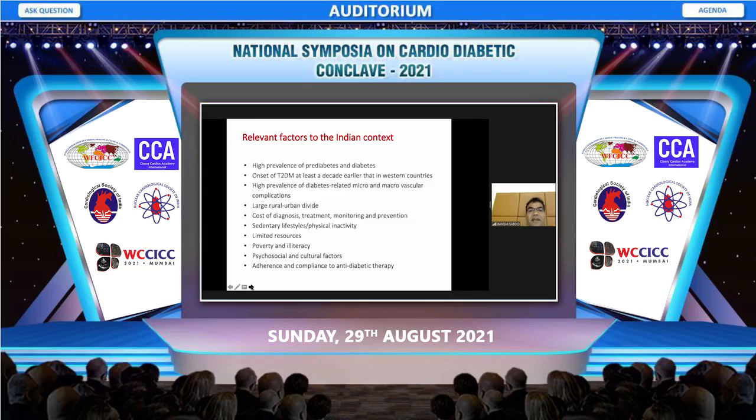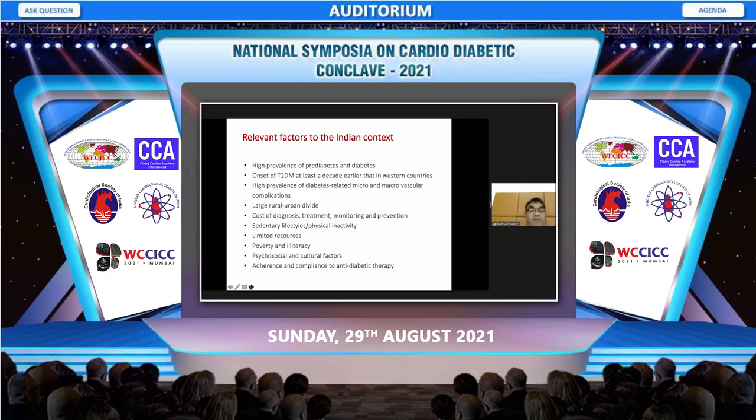The cost of diagnosis, treatment, monitoring and prevention may seem less, but compared to what our patients can afford, it is slightly higher. We have a more sedentary lifestyle. We are more physically inactive. We have limited resources. We have poverty, illiteracy, psychosocial and cultural factors. And that is what we try to include in our guidelines.